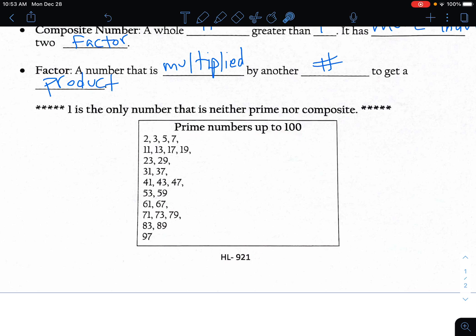Prime numbers up to 100. So here's just a list of prime numbers. So 2, 3, 5, 7. And again, these are numbers that can only be divided by itself and 1.